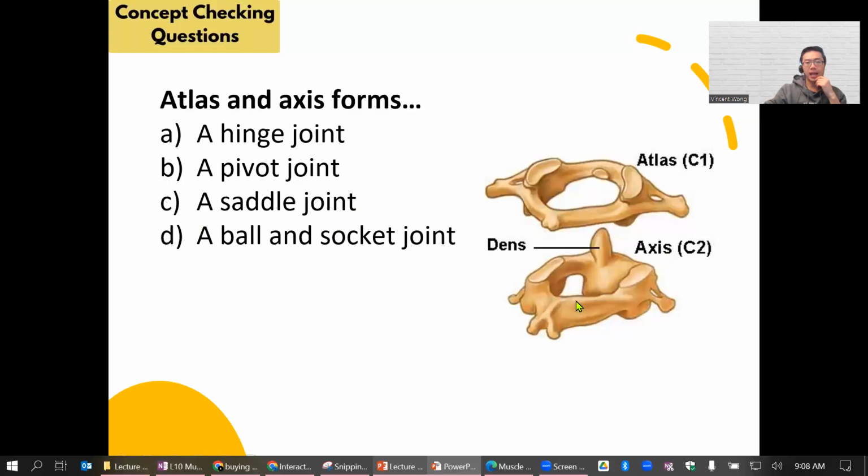Okay, so here is the axis and here's the atlas, right? And you can see this thing can go right through it. And if you were listening, you probably know the answer to this one. It forms a pivot joint. Pivot joint.